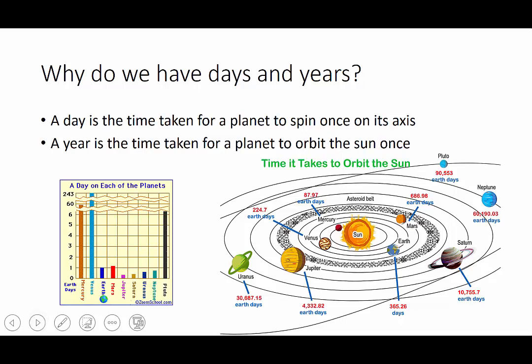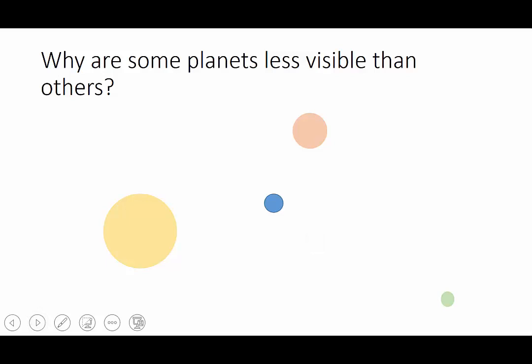So why do we have days and years? Well, a day is the time taken for a planet to spin once on its axis. So you can see there that different planets have different length days, some short ones like Jupiter or some long ones like Venus. A year is the time taken for a planet to orbit the sun once. Planets that are closer to the sun tend to have shorter years because they have less far to go to get round the sun once, whereas further away planets such as Neptune have much further to go, so their orbits take much longer.